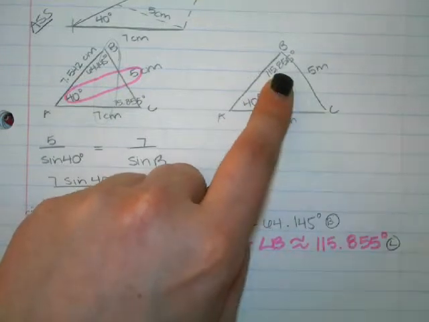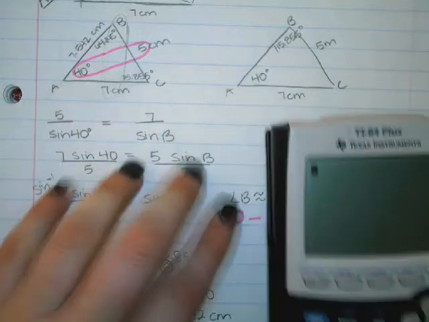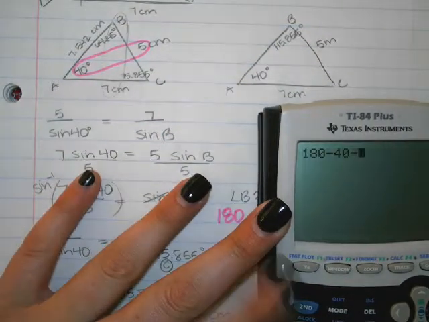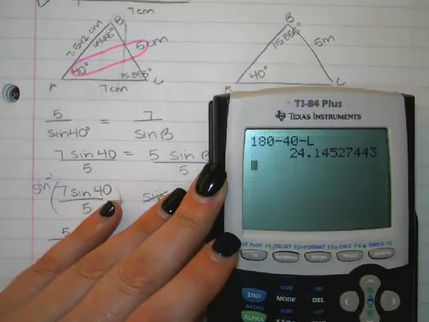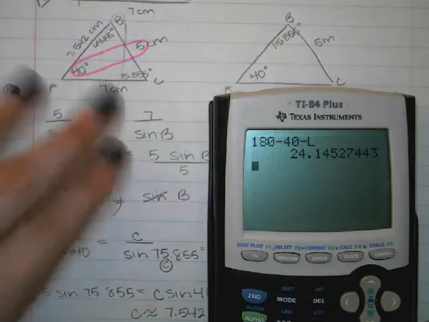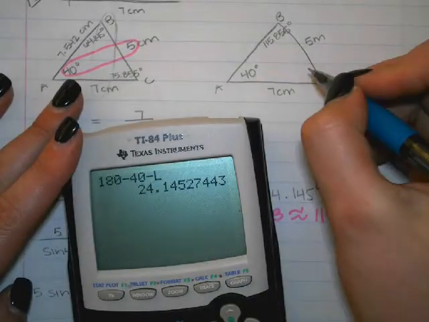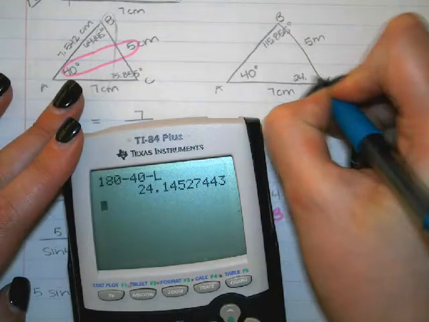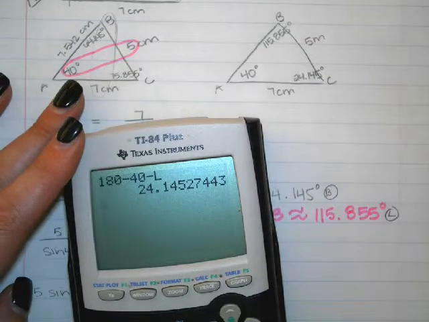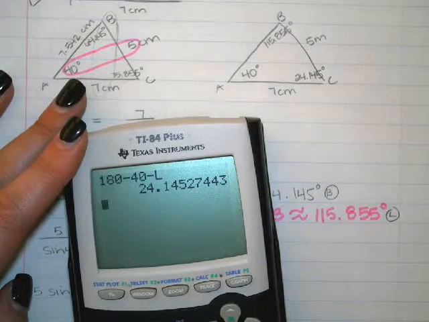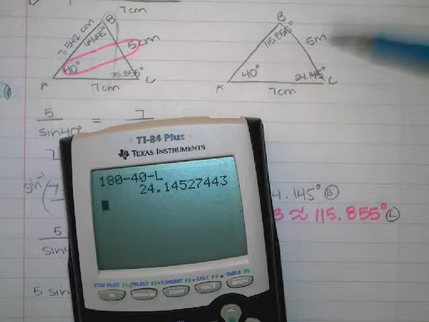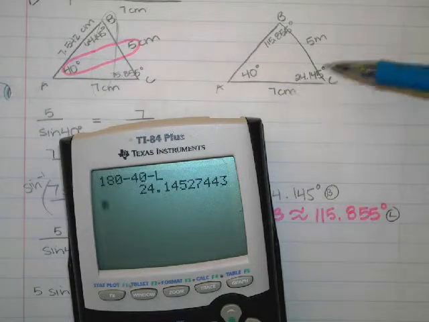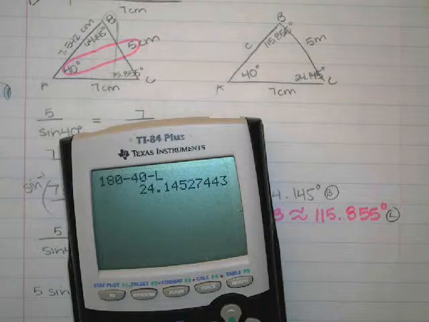Do you guys remember what we stored this one as? L for Laura. So 180 minus 40 minus L for Laura. Okay, so angle C in this triangle is 24.145. And if you look at it, we're getting stuck in the same spot we got stuck before, because we have angle A inside A, angle B inside B, angle C, but we need side C.